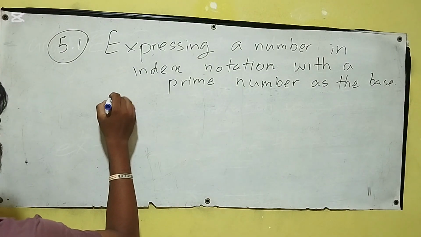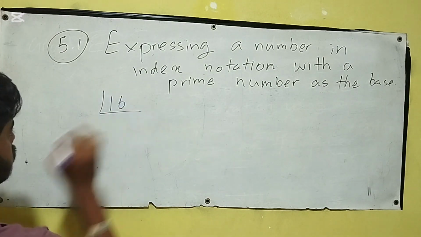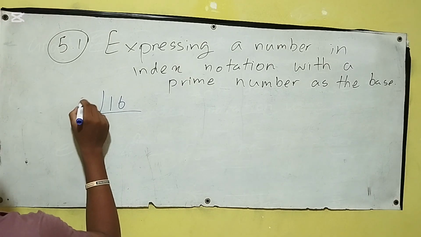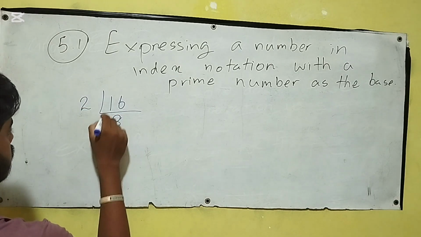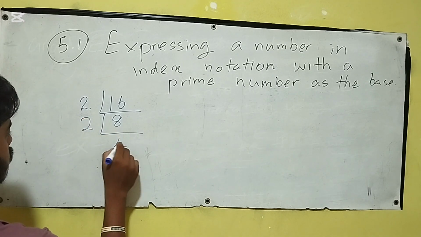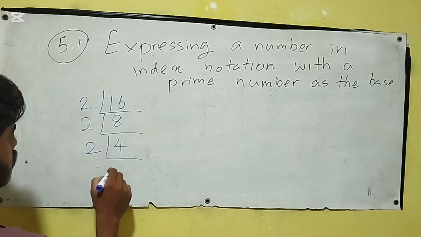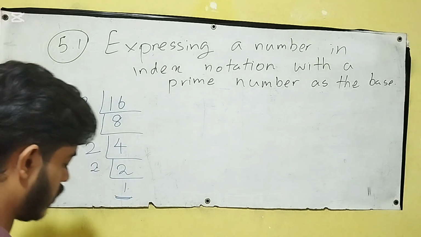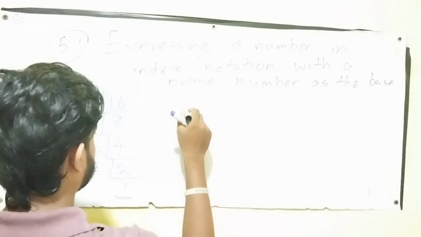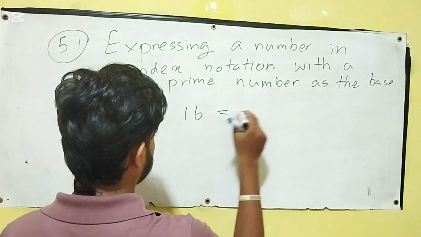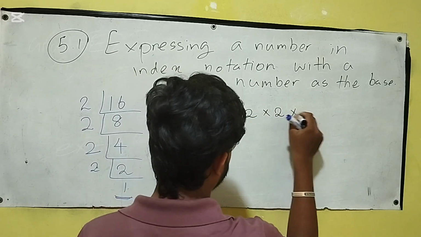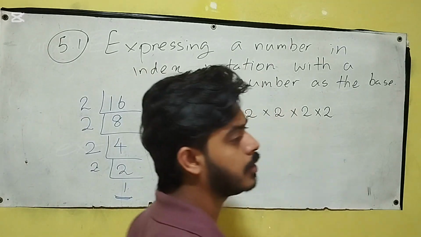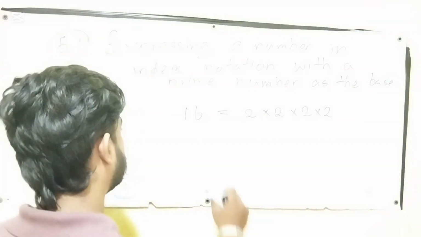Think of the example 60. Now I am going to divide this using the prime numbers. Divide by 2. What happened? 8. Divide by 2. 4. Divide by 2. 2. 2. 1. Then how to write down this? Using indices, index notation. 2 multiplied by 2 multiplied by 2 multiplied by 2. 2 multiplied by 2, 4. 4 multiplied by 2, 8. 8 multiplied by 2, 60.